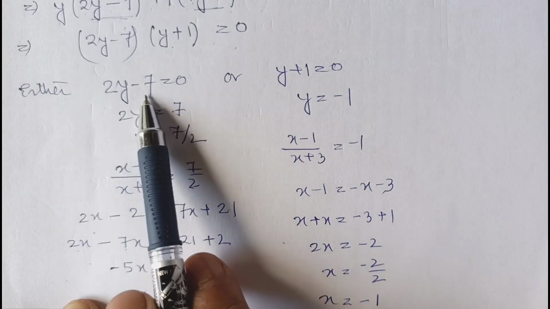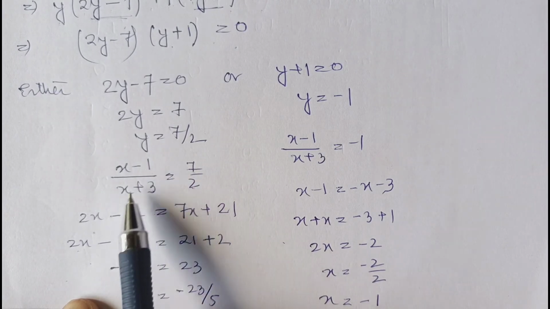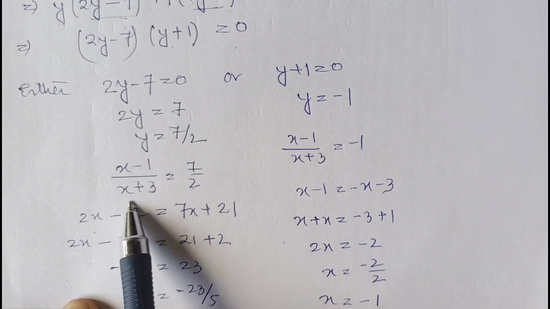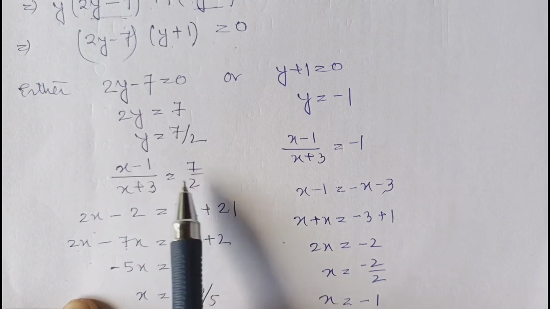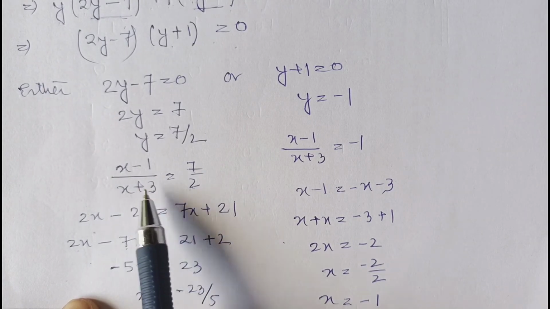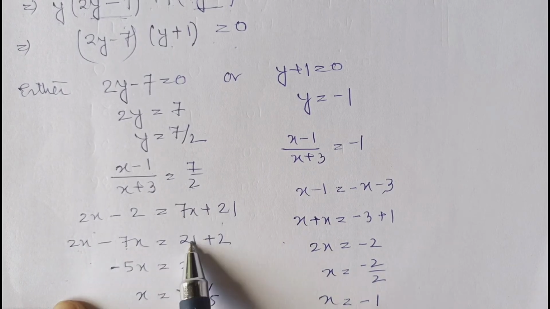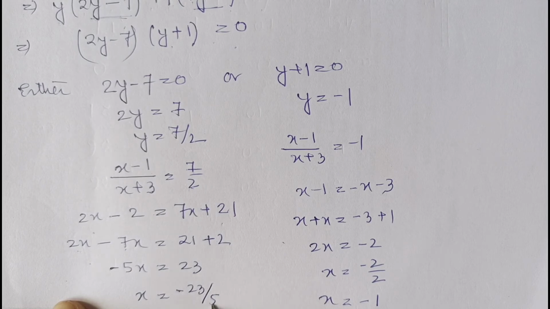So twice y equals to 7, y is 7 by 2. We have considered x minus 1 by x plus 3 to be y, so instead of y we can write x minus 1 by x plus 3 equal to 7 by 2. If I cross multiply, 2x minus 2 equals to 7 (x plus 3), 7 times 3 is 21, 2x minus 7x equals to 21 plus 2, minus 5x is 23, so x equals to minus 23 by 5.